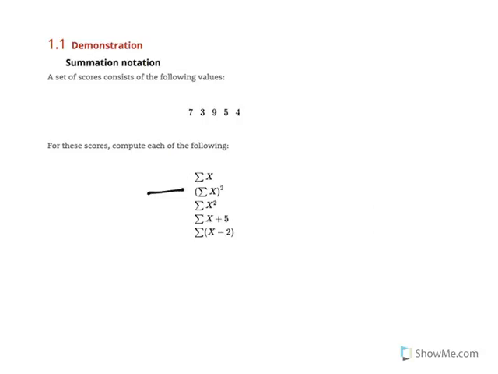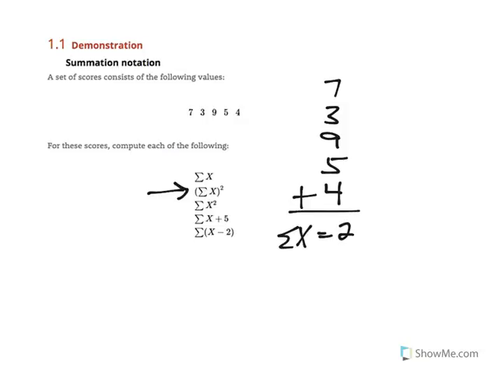Next, we're going to compute the square of the sum of x, (Σx)². And note that the sum of x is in parentheses. So again, we're going to address that first. Our values of x are 7, 3, 9, 5, and 4, and we know the summation of x is equal to 28. Now we want to calculate the sum of x in parentheses squared. So let's just replace variables. We know the sum of x is equal to 28, and now we're going to square that to get our final answer.